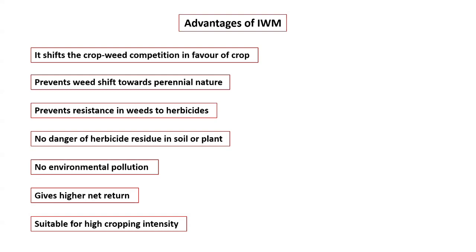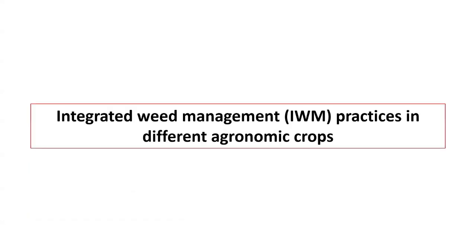In integrated weed management, the amount of herbicides used is going to reduce. That's why it will pollute the environment less. And side by side, due to less use of inputs, the net return or profit will surely go higher. It is also suitable for adopting high cropping intensity. Okay, next slide. Now, here I have given some examples of different agronomic crops, showing how to perform integrated weed management. There are lots of options present, so we can go through any option. So next slide.